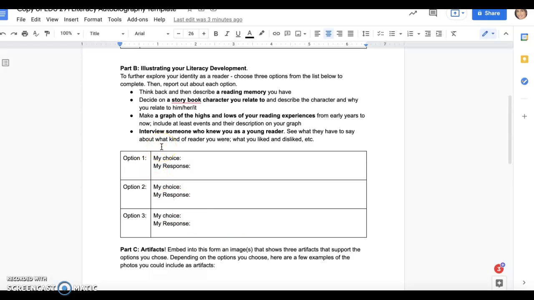And then finally, if you want to choose to interview someone who knew you as a young reader, you can choose to interview a parent, maybe an aunt or uncle, maybe a teacher if you're still in contact with them, anybody that knew you as a reader, and see what they have to say about what kind of reader you were, what you liked and disliked. That's always a fun conversation. And then you will write in one of these options kind of just a little summary of the interview.